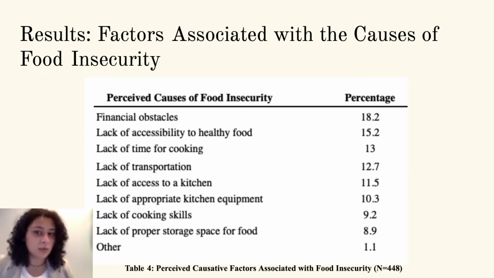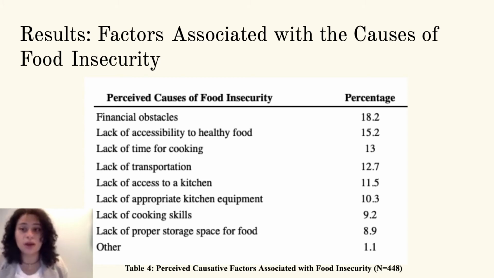Displayed is Table 4 on this slide, and it is perceived causative factors associated with food insecurity. Students reported that financial obstacles were the highest perceived cause of food insecurity, an assumption that aligns with the perception of their potential dietary quality. The top 3 choices also include lack of accessibility to healthy food and time for cooking.